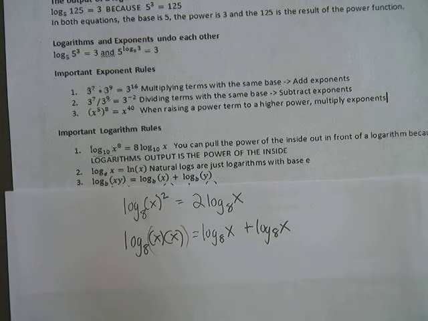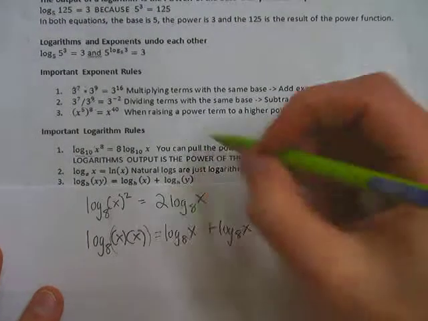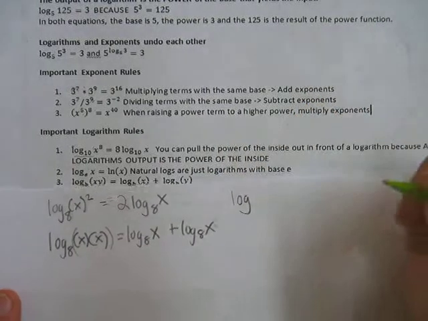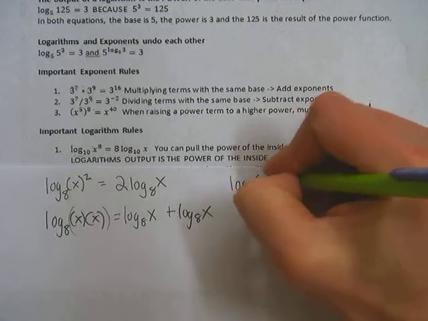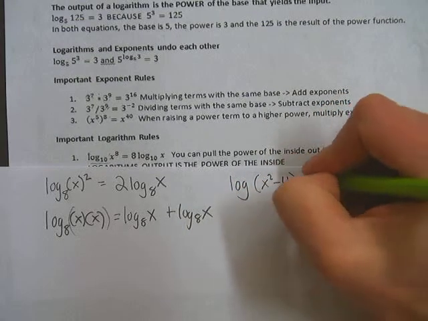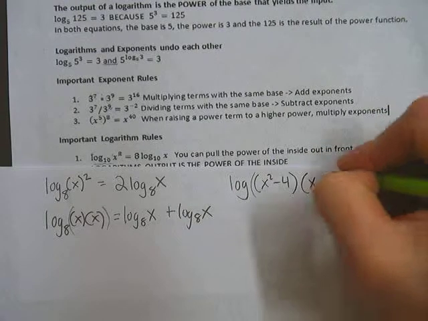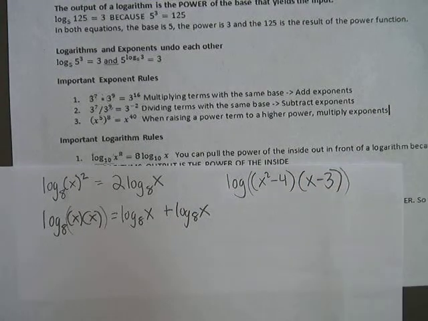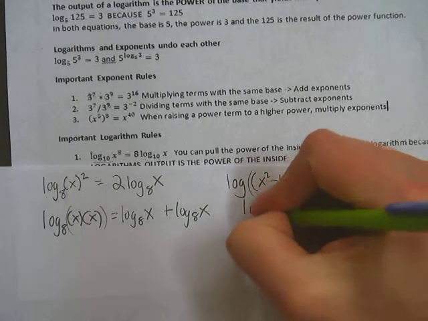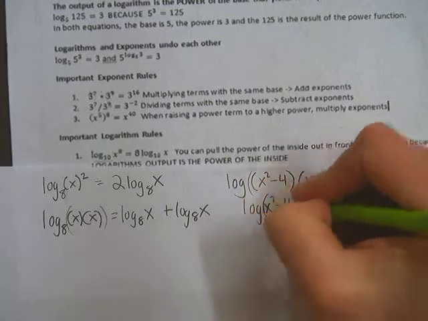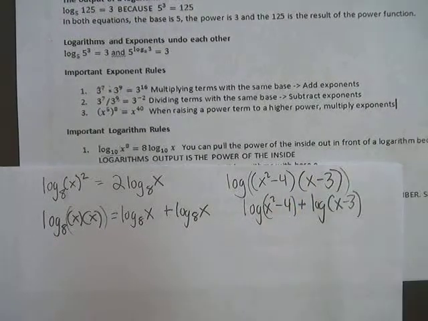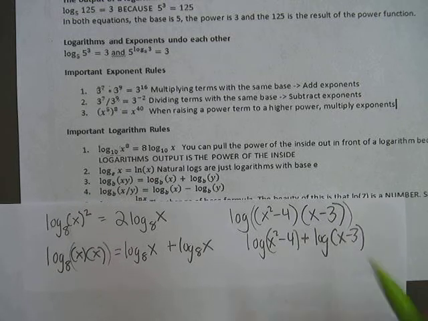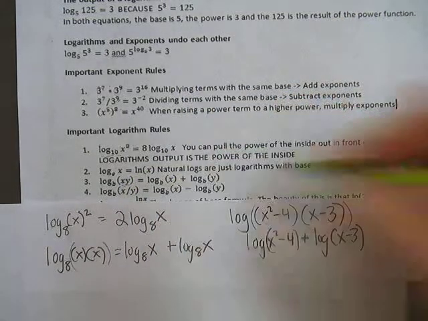Now, way more often we use this in much more complicated cases, like if you want to do the log of, let's do x squared minus 4 times x minus 3, something like this. And you want to split this up, all you have to do is just do log of x squared minus 4 plus log of x minus 3. So not too shabby. That's it for that rule. So that again is our multiplying on the inside, adding on the outside.